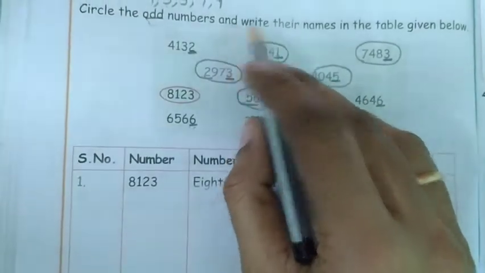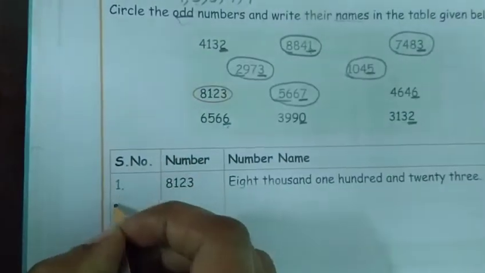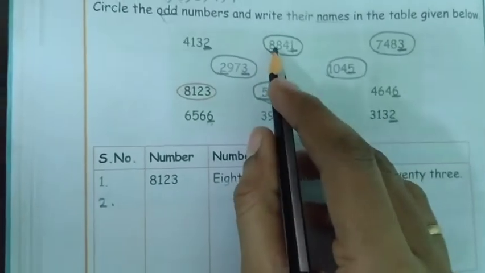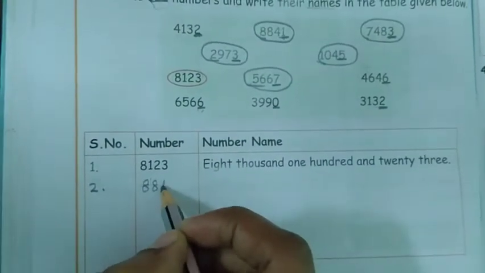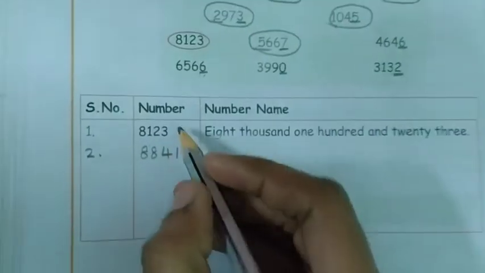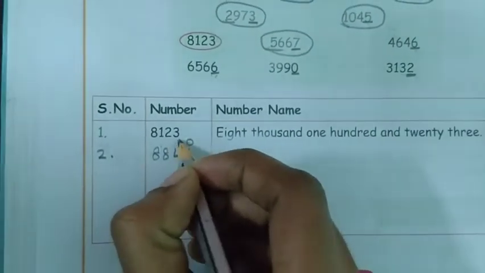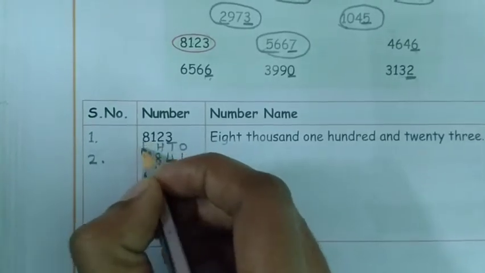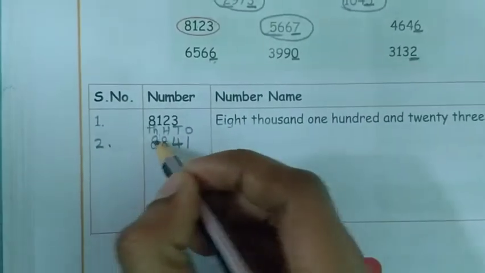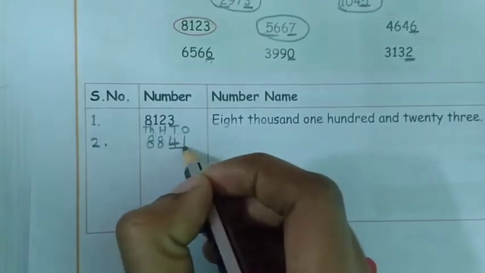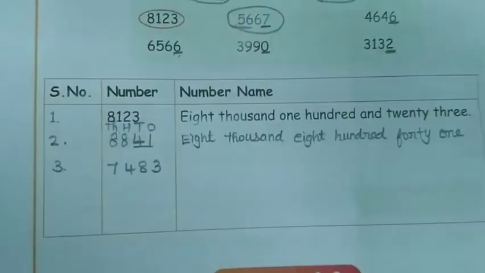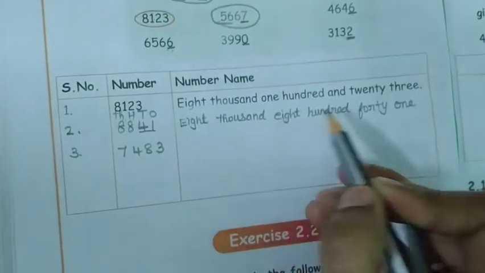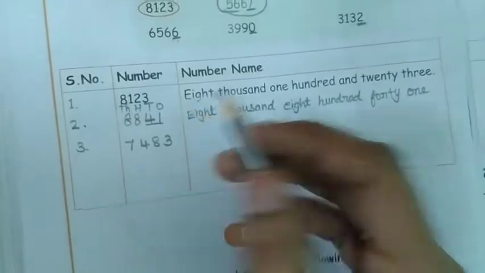What is the next question? We want to write the number name for the circled number. What is the first circled number? 8841. What is the number name? Ones, tens, hundreds, thousands. Now say the number name. 8841. Write the answer here.